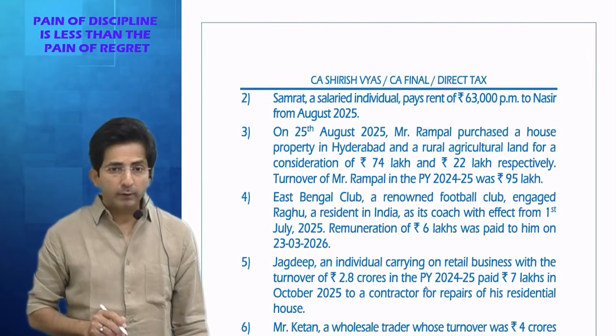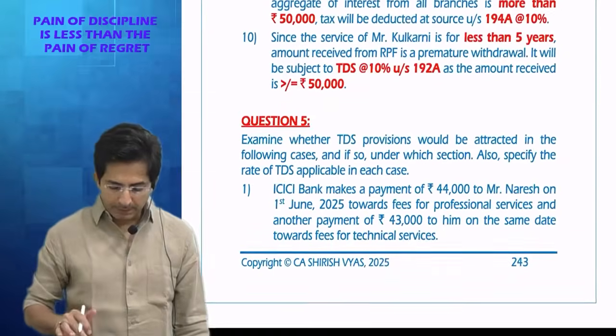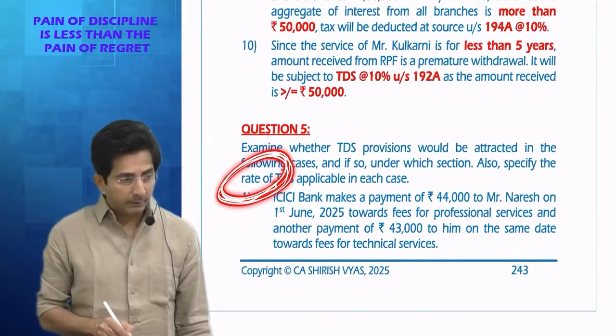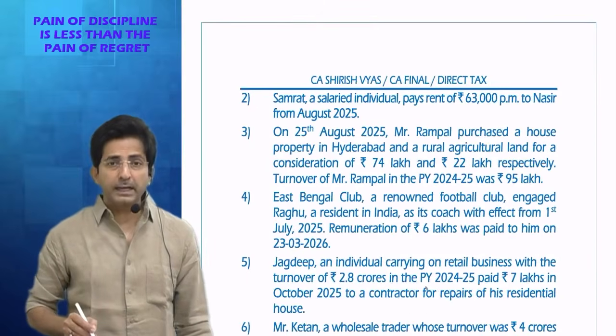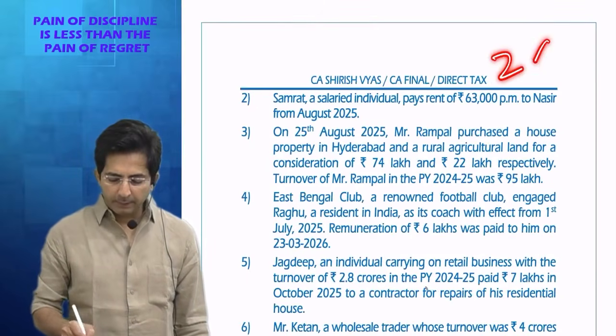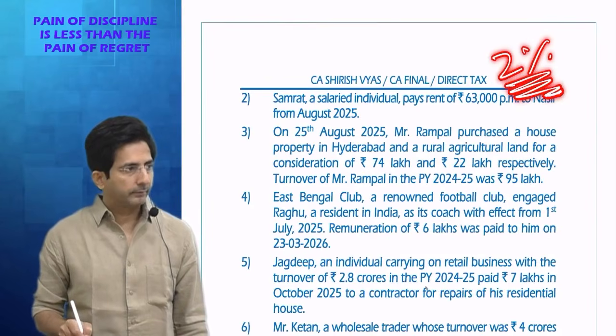And what will be the rate of TDS? In the question they have asked to specify the rate. So what will be the rate of TDS under 194IB? Under 194IB it is always 2%.